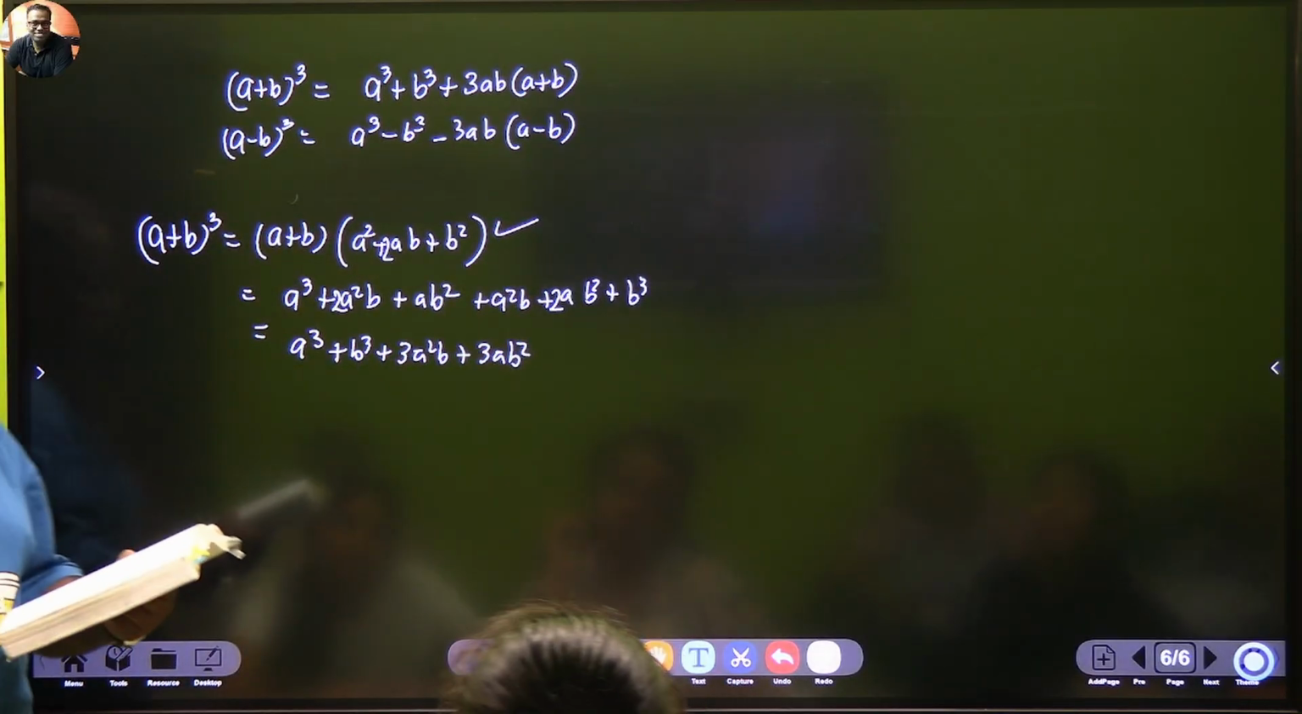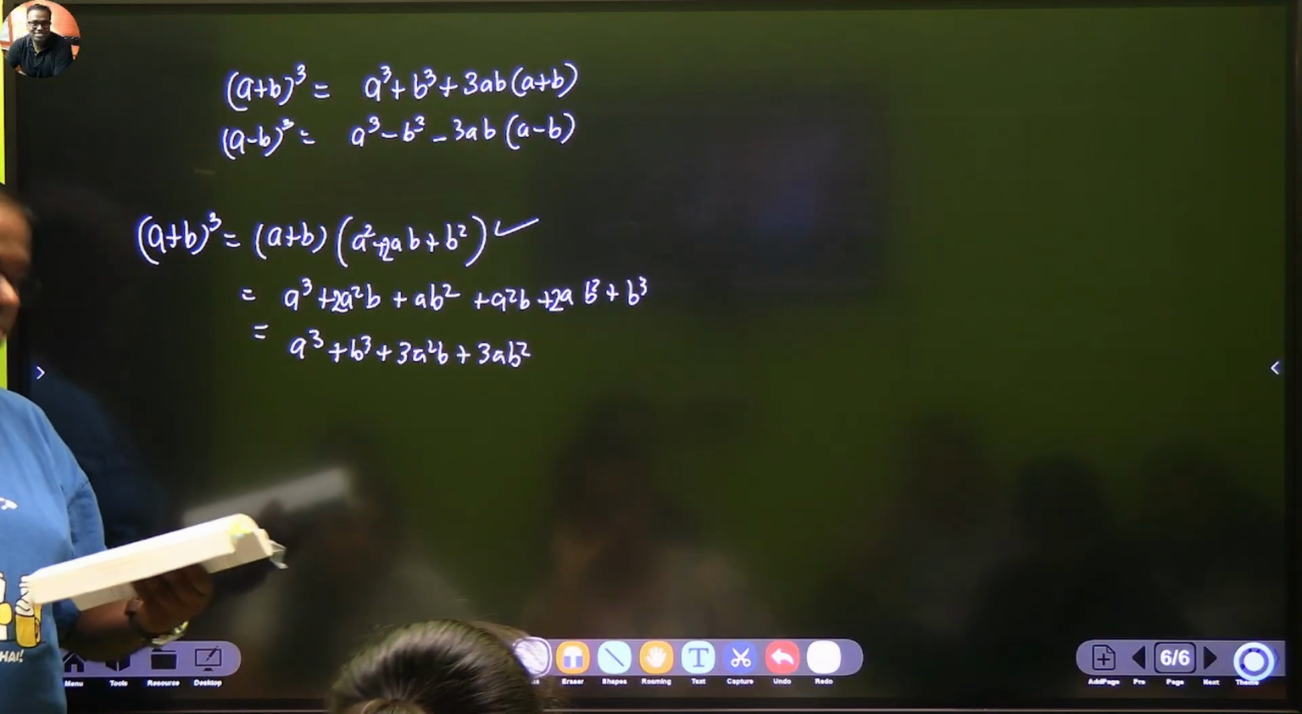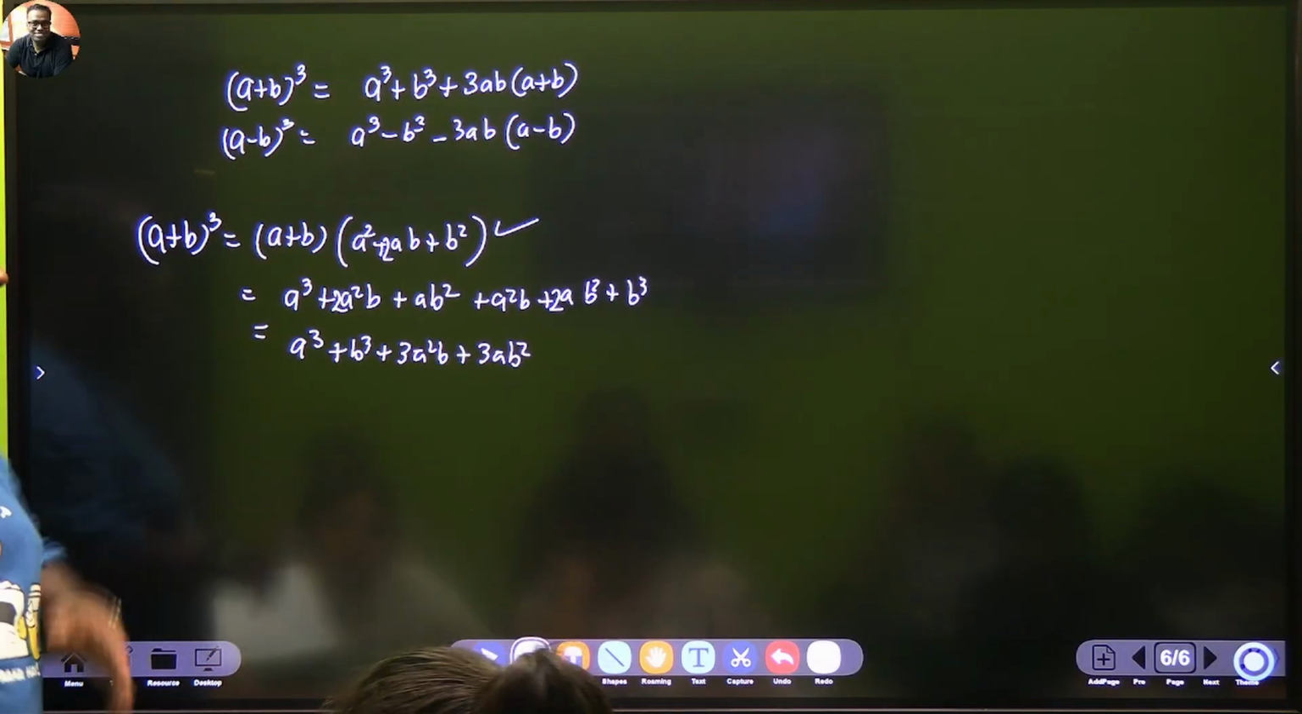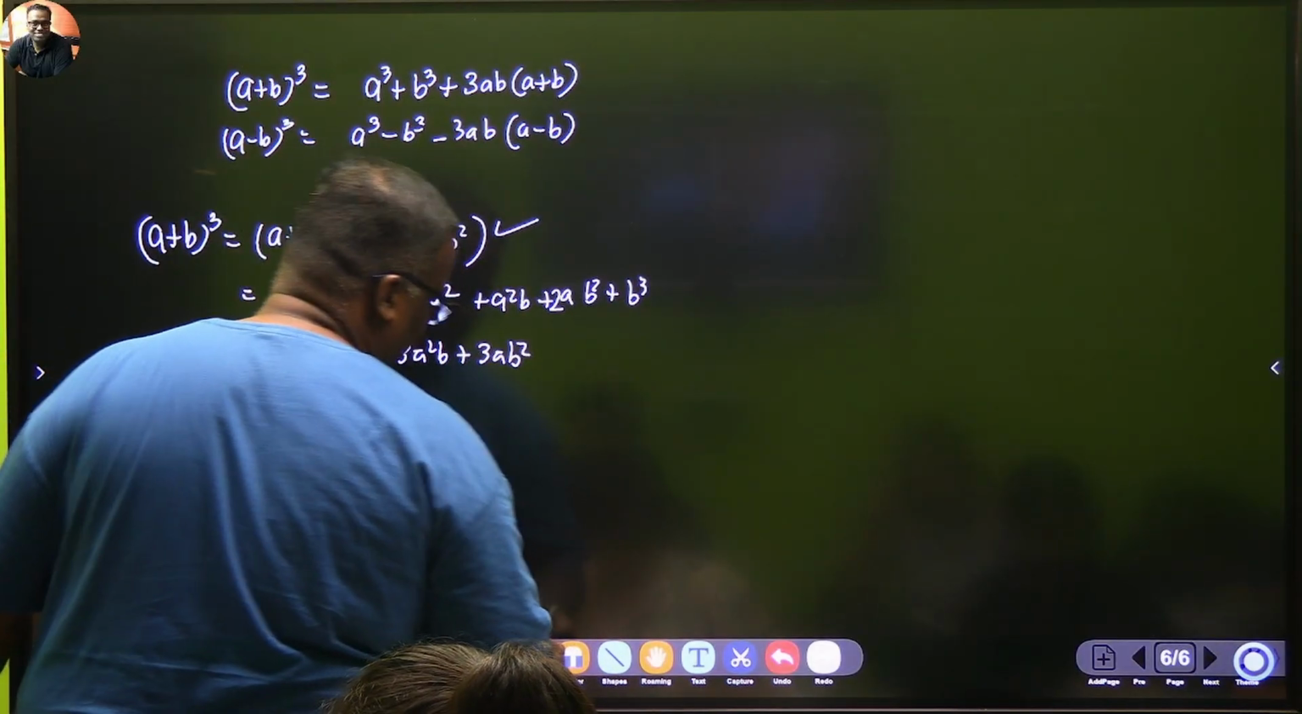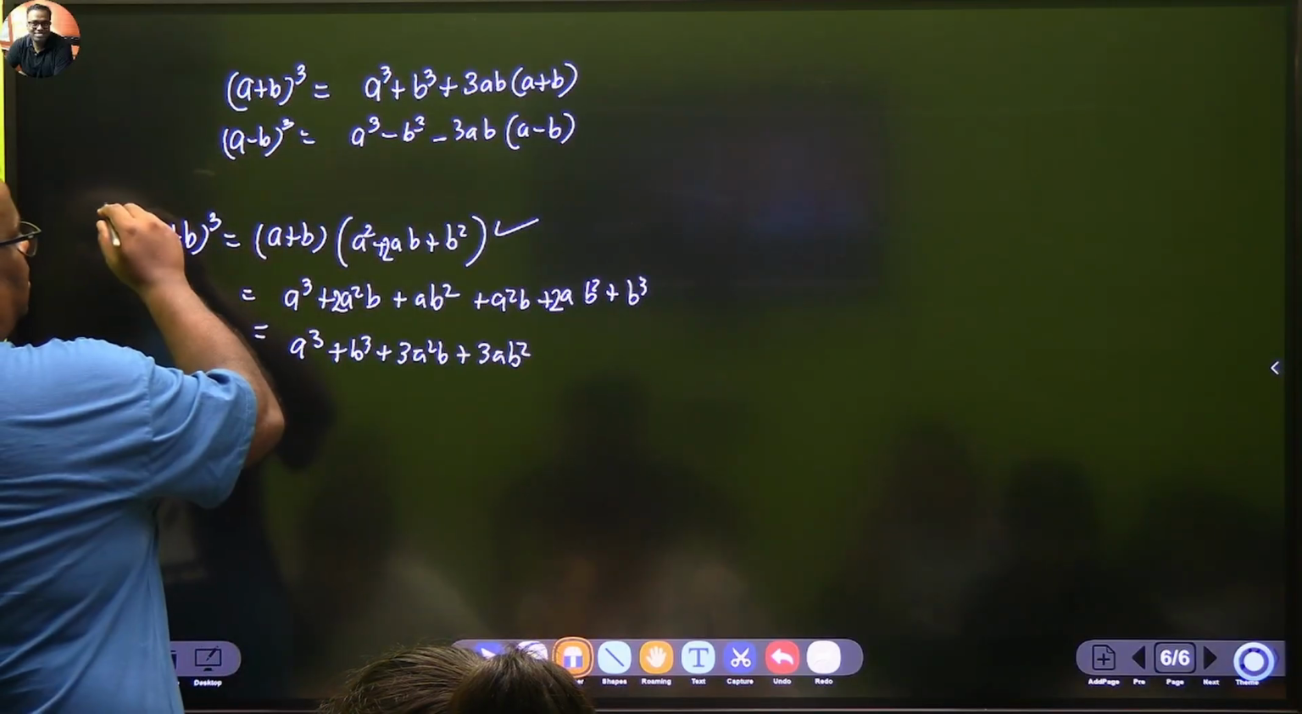CBSE में तो देखा नहीं इस फॉर्मूला को यूज करते हुए, पर ये भी होता है. ठीक है, ठीक है, इसमें दिमाग नहीं खाते हैं, जब आएगा तब देखा जाएगा. ठीक है, इसको छोड़ दो.